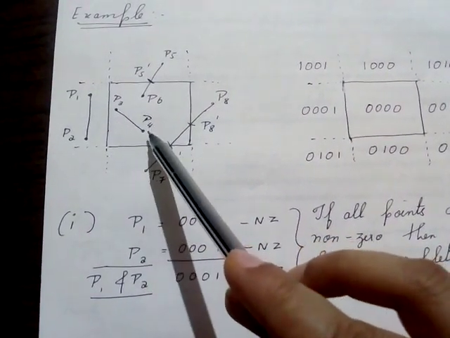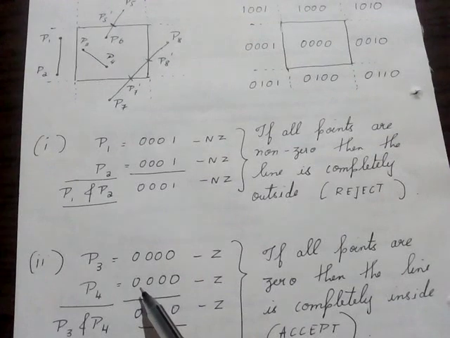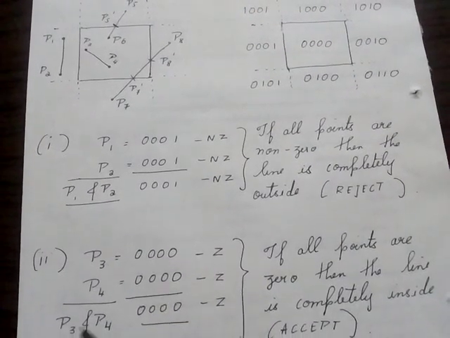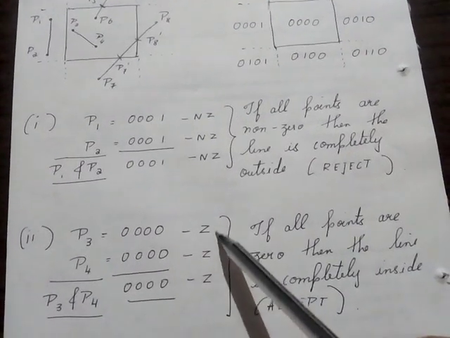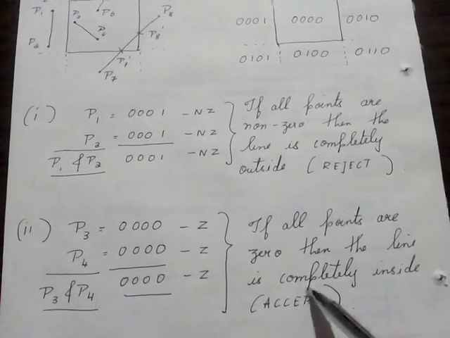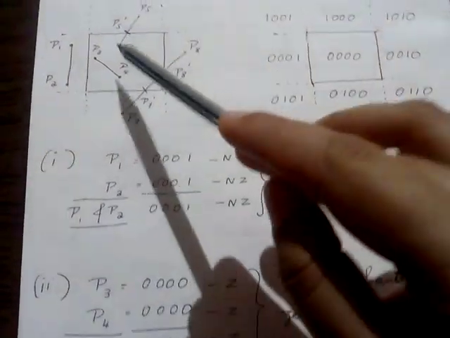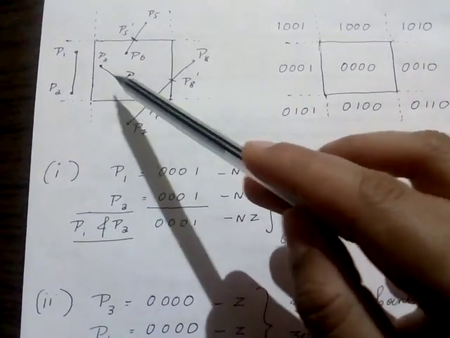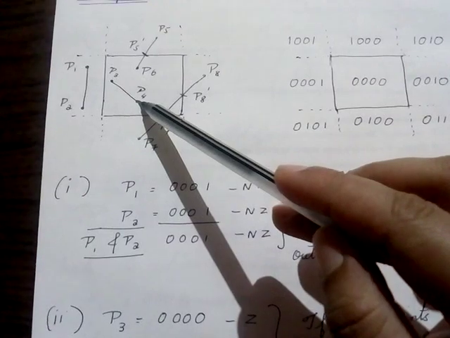Let us see the next line, that is P3, P4. Okay, P3 is inside, so all fours are zeros. P4 also is inside, so all fours are zeros. If you add P3 and P4, you will also get all zeros. So all three are zeros. If all points are zero, then the line is completely inside. So you can accept this line, and this line will get displayed in the window.